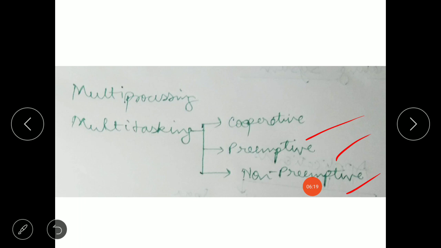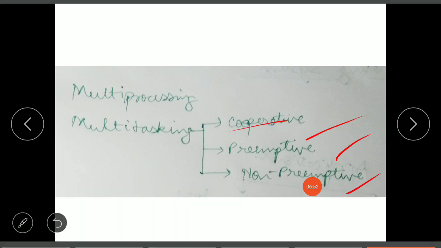So in cooperative multitasking, the currently executing process or task need not relinquish the CPU when it enters the blocked or wait state, waiting for an input output or a shared resource access or an event to occur. Whereas in non-preemptive multitasking, the currently executing task relinquishes the CPU when it waits for an input output or system resource or an event to occur.